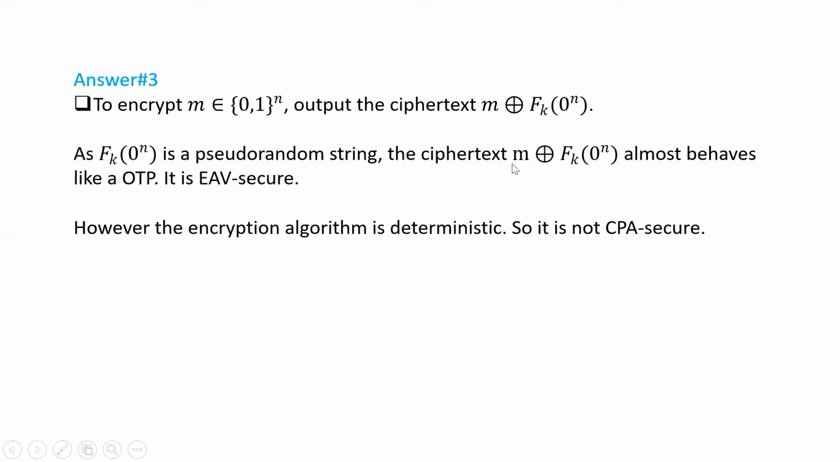an OTP. In OTP, what happens is that the message M is XORed with a truly random string of the same length as the message. But here the string is pseudorandom. If f is a secure PRF, then the output of f_k of 0 to the power n will also be pseudorandom, and so it almost behaves like OTP, and so we can say that it is EAV secure. So any eavesdropper who is just looking at the communication channel and seeing the ciphertext only, for any unknown underlying message M, cannot guess anything about this value of f_k of 0 to the power n. So no extra information about the underlying message is leaked.